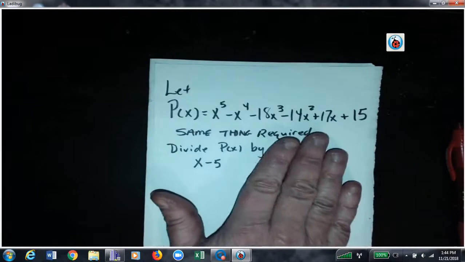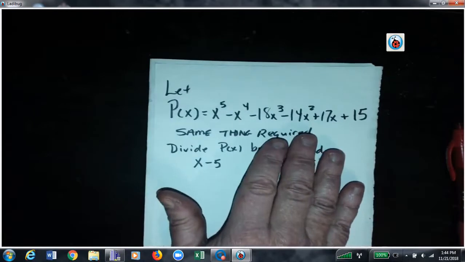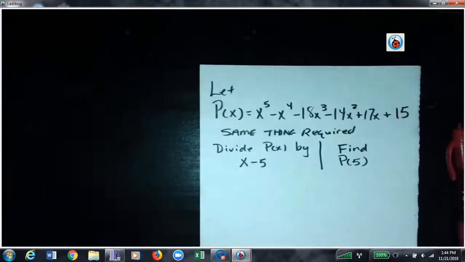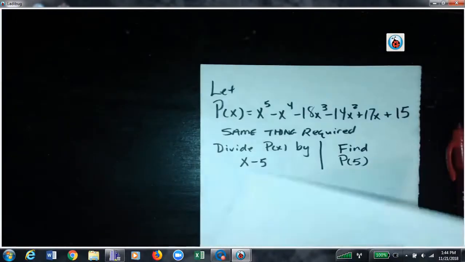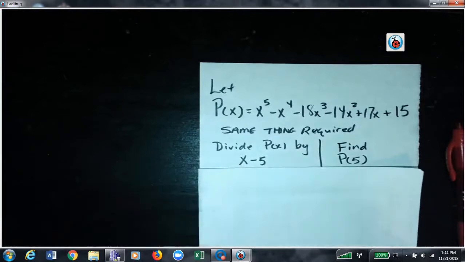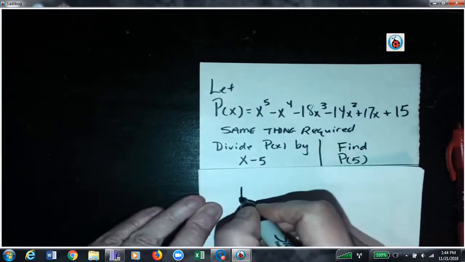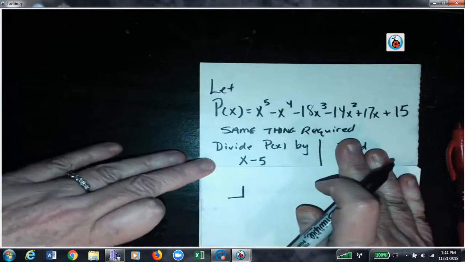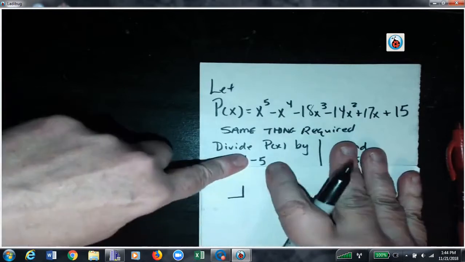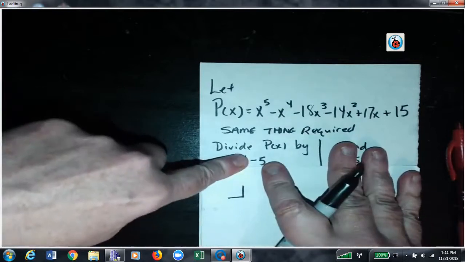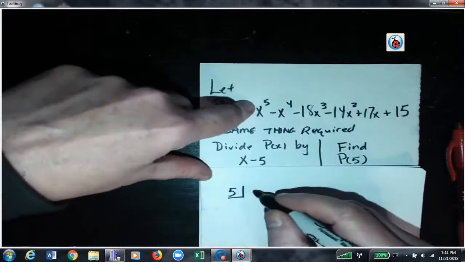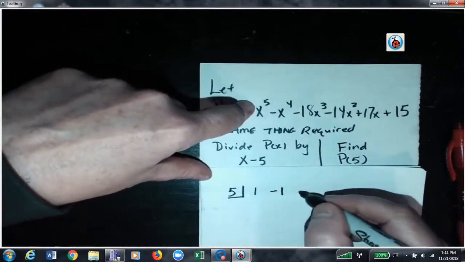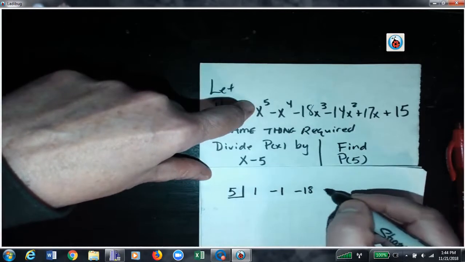So suppose we're told to divide p of x by x minus 5. Then what I'm going to have to do is set up synthetic division. So this is what the instructions are. Then I'm going to look at that and take the opposite sign. So 5 will go in the box. And here I've got to make sure every power of x is represented.